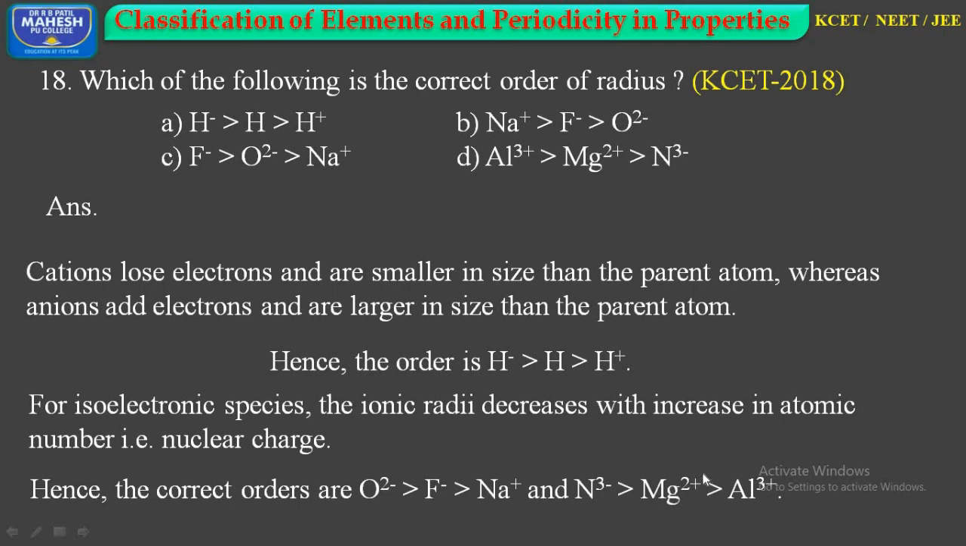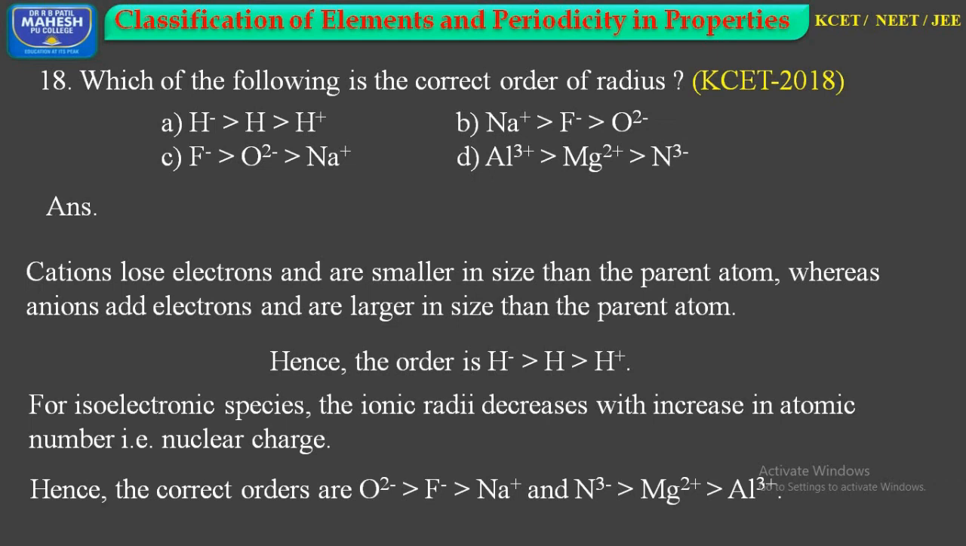Magnesium atomic number 12, removal of 2 electrons gives us a total number of electrons as 10 for magnesium cation. Aluminium atomic number 13, by removal of 3 electrons we get number of electrons equal to 10. So nitride, magnesium cation, aluminium cation also form a set of isoelectronic species. As a result, in this case also the right order is nitride with the highest atomic radius, magnesium cation next, and the aluminium cation least atomic radius.